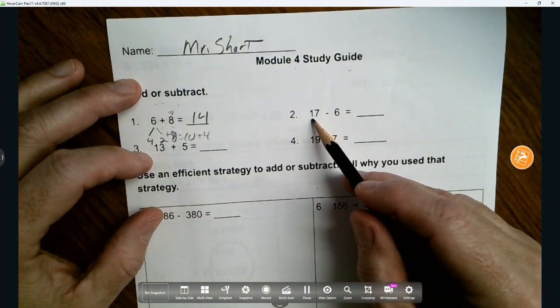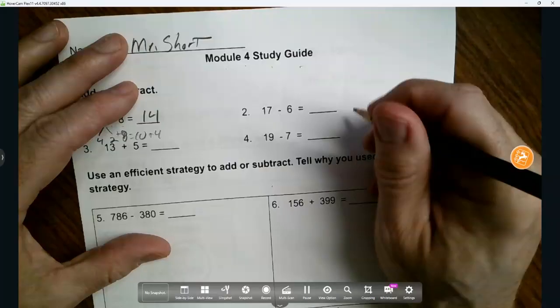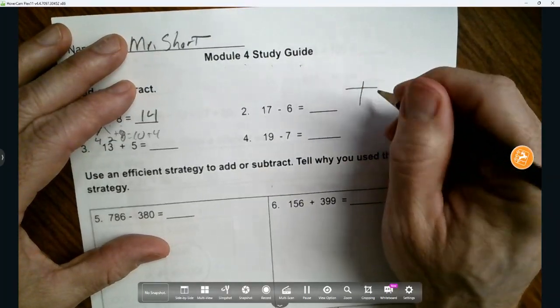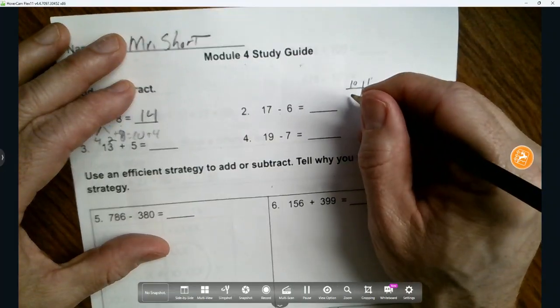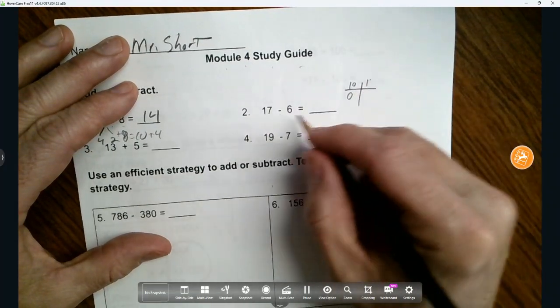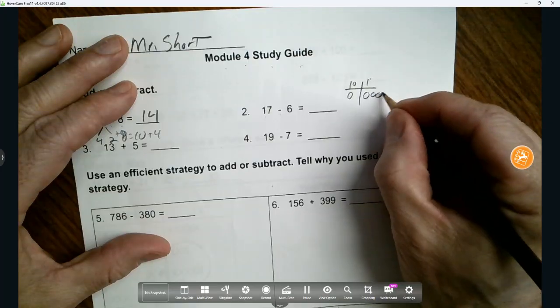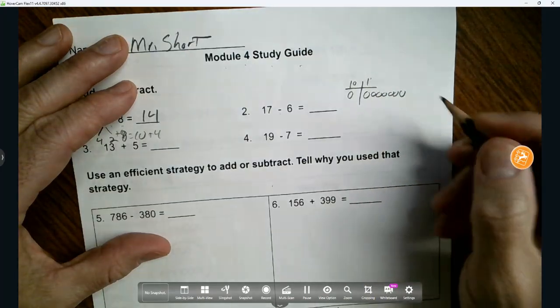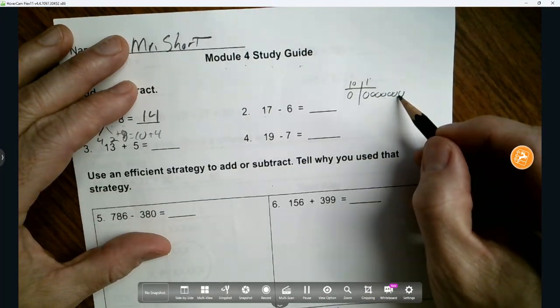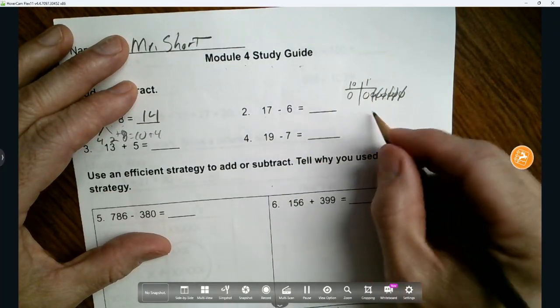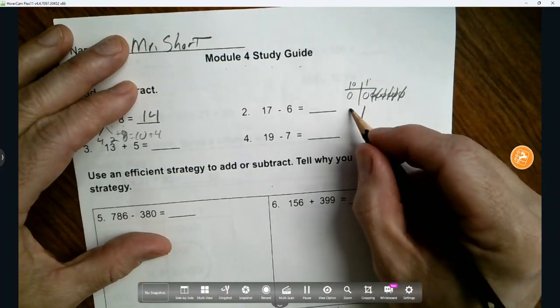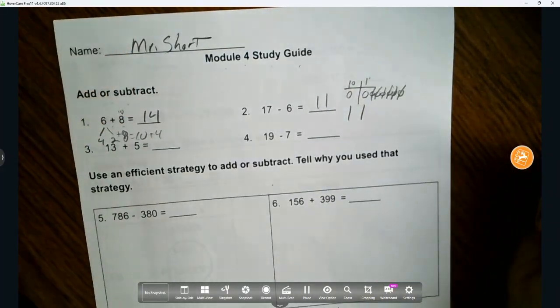Over here I have 17 minus 6. Well, if you're not sure what 17 minus 6 is, and you don't want to do it the old person way like Mr. Short learned, you can do it like this. We can put 1 ten here and 7 ones. 1, 2, 3, 4, 5, 6, 7. Now take away 6. 1, 2, 3, 4, 5, 6. How many ones do you have left? 1. How many tens do you have left? 1. There's your answer. 11.